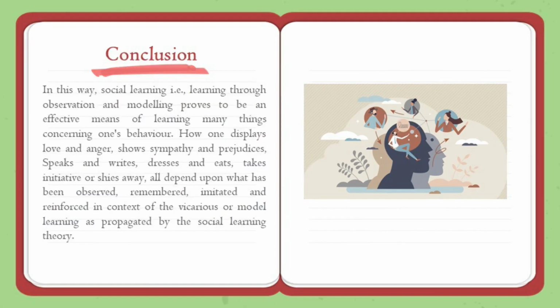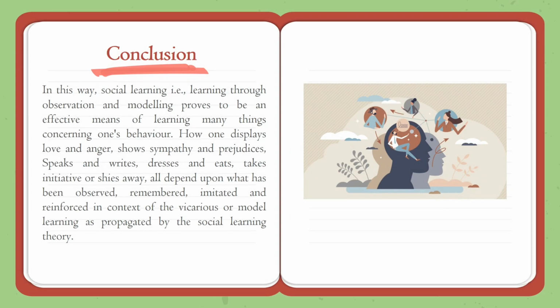By all these ways, social learning, that is, learning through observation and modeling, proves to be an effective means of learning many things concerning one's behavior. How one displays love and anger, shows sympathy and prejudices, speaks and writes, dresses and eats, takes initiative or shies away, all depend upon what has been observed, imitated, and reinforced in the context of the vicarious or model learning as propagated by the social learning theory. And this is all about the social learning theory.